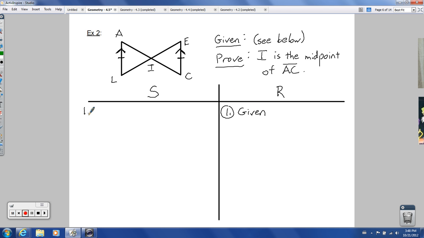What's given? So let's check it out in the picture here. What did I give you being true? Well, I can see that segment AL is parallel to segment CE or EC. It wouldn't really matter, the order of the letters. You could also say that segment AL is congruent to segment EC. Those are both given in the picture. Anything else that's given here that I told you up here? No. So we gotta just start with that.